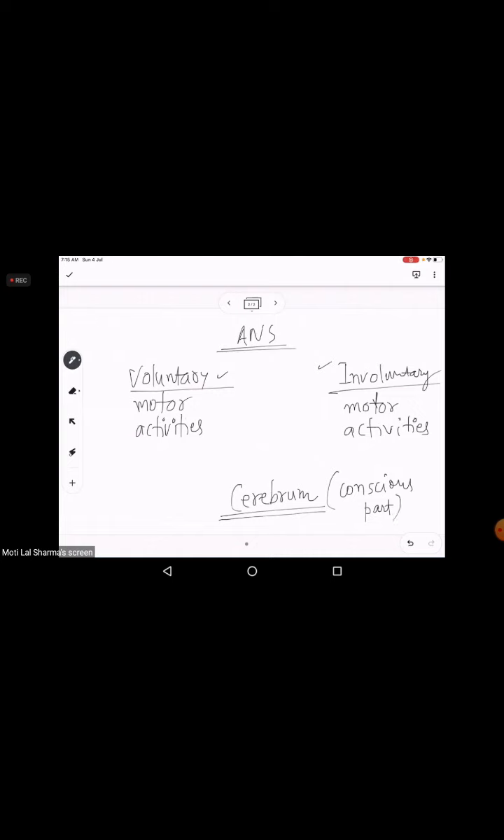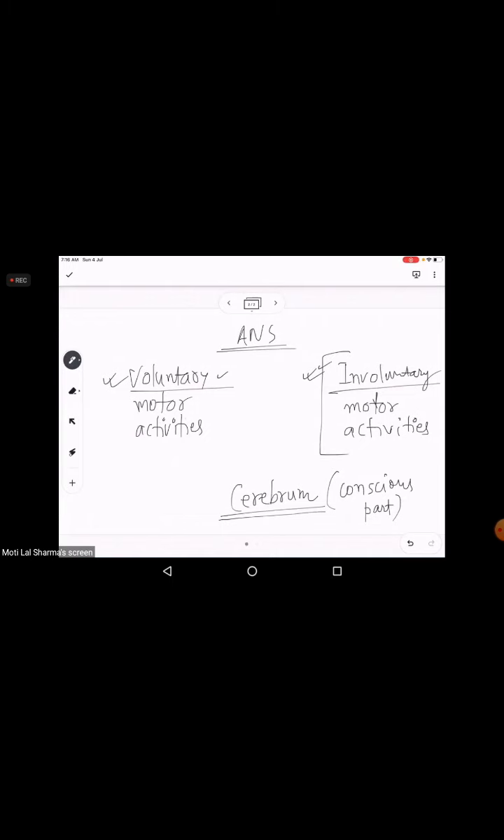If any motor activity, your body's motor activities, involves your cerebrum, I'm not saying brain, the brain's topmost part, the largest part, the conscious part, then remember that motor activity is voluntary motor activity. And suppose you perform some activity and while performing it your cerebrum is not involved, the conscious part of your brain is not involved, then that motor activity is called involuntary motor activity.